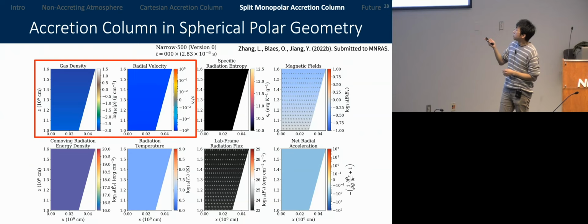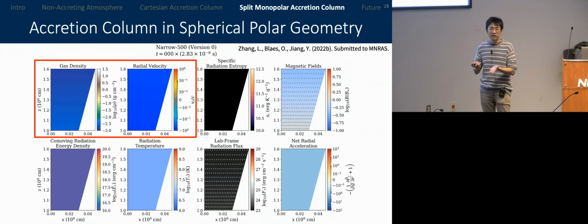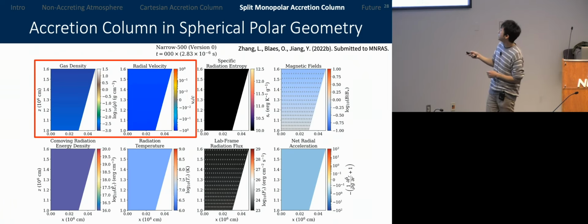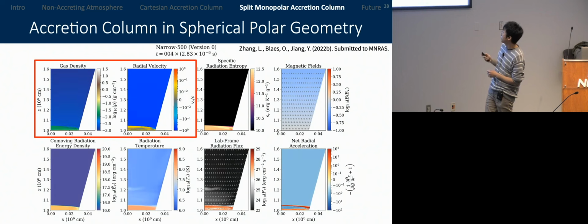Okay, and for this one, we didn't initialize with any 1D stationary model because we know that we cannot trust them, but we use the same configuration as before. The radiation can leave freely from the sides, and you have the neutron star surface, but we only feed the gas from the top in the beginning and let the accretion column grow by itself. And for this one, I want you to focus on the gas density and radiation velocity, just to look at what they look like.